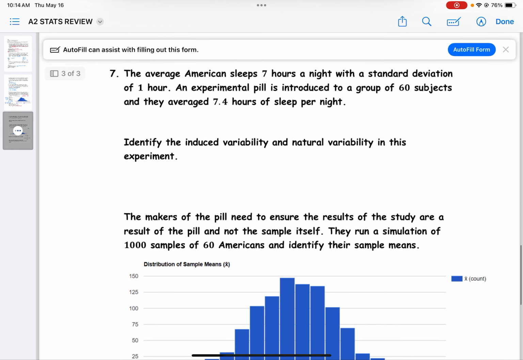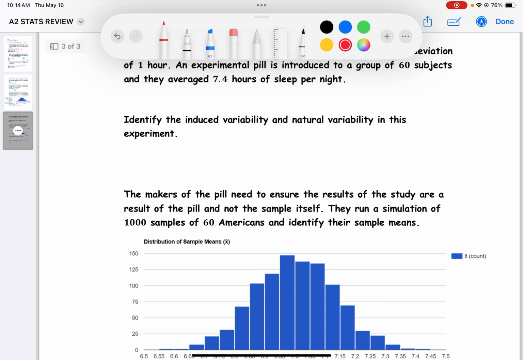Last one. The average American sleeps 7 hours a night with a standard deviation of an hour, and we put in an experimental pill and we introduce it to 60 subjects, and they average 7.4 hours of sleep per night. So what is the induced and natural variability? Well, induced is caused. So what's causing it? Well, I'm throwing in an experimental pill.